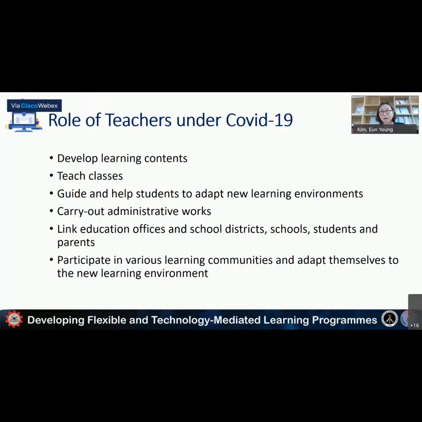So KMOE provides a very big picture, very broad guidelines. And each regional school education office or school district has its own curriculum implementation plan, and they provide very detailed guidelines. They have to implement them in class within schools. And these are a lot of work, I heard. They also participate in various learning communities and adapt themselves to the new learning environment.